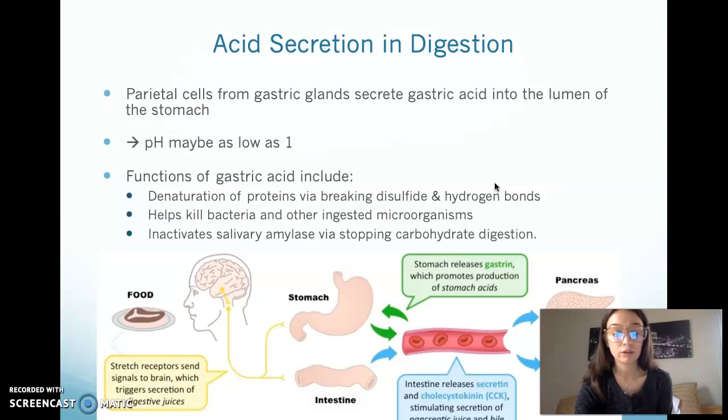So as you can see on the diagram below, when the food enters the stomach, the stretch receptors send the signal to the brain, which triggers secretion of digestive juices. The stomach does release gastrin, which promotes the production of stomach acids, such as the gastric juice and then the acids that are released from the parietal gland. And then, just as an important note, the intestine does release secretin and cholecystokinin, which stimulate secretion of pancreatic juice and bile, which is just aiding the stomach in the gastric phase in order to digest different substances.